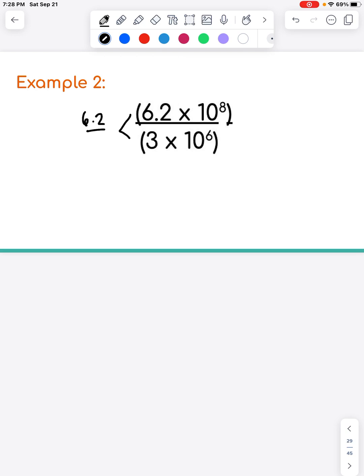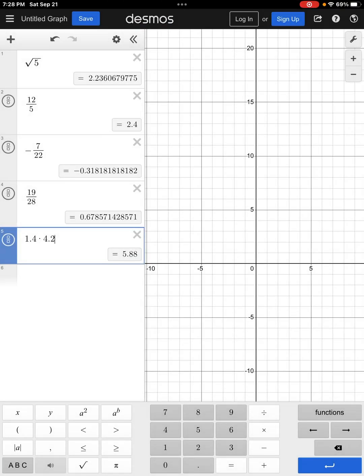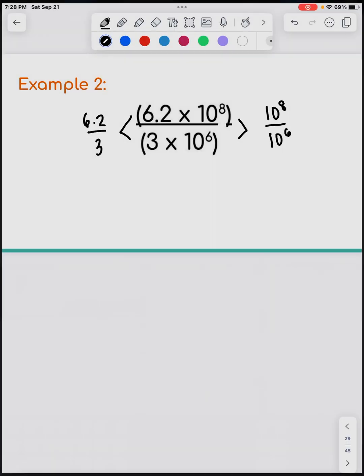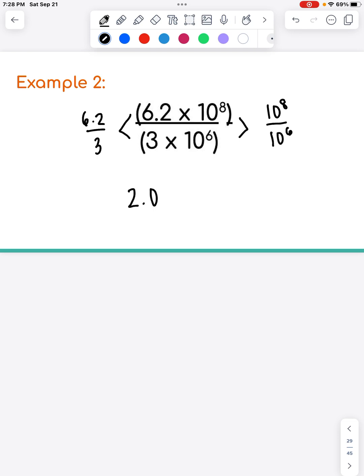I have 6.2 divided by 3, 10 to the 8th divided by 10 to the 6th. 6.2 divided by 3 is going to give me, hop over to our calculator, it's going to give me 2.06. 10 to the 8th over 10 to the 6th, I'm going to subtract those exponents, so I'd get 10 to the 2nd.